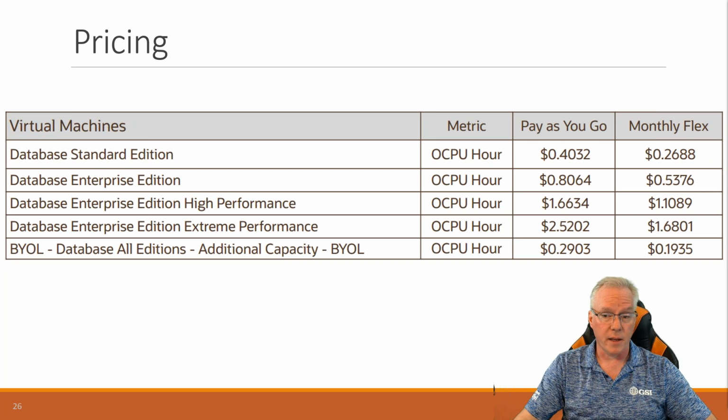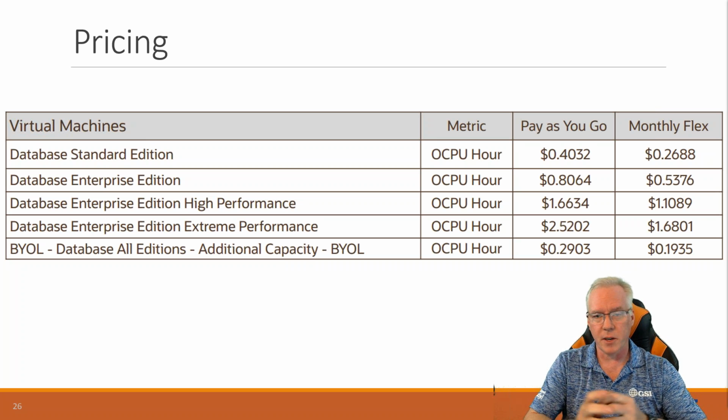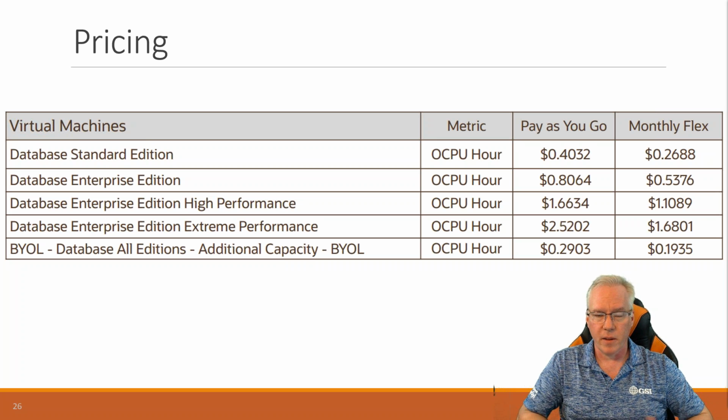Now here comes the cost. Standard edition, this looks cheap. I don't know how many people actually have experience with the cloud. When you see it's 40 cents an hour for pay-as-you-go, or 26 cents an hour just to have it pay by month, that seems like it's pretty cheap. But then you've got to multiply this times the number of CPUs, and you have 52 CPUs, and you go down to the Enterprise Edition Extreme Performance. That's $2.50 per hour per CPU. So you're looking at a huge amount of cost at the end of the month.